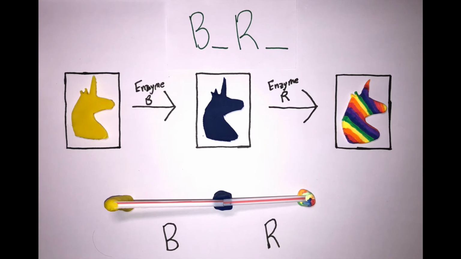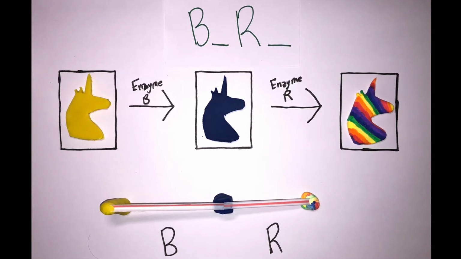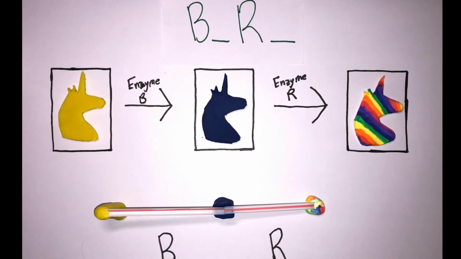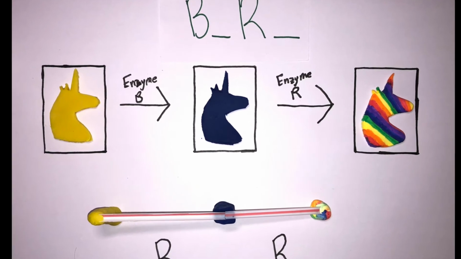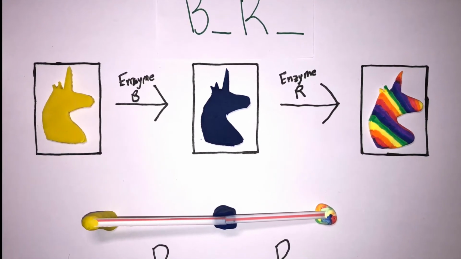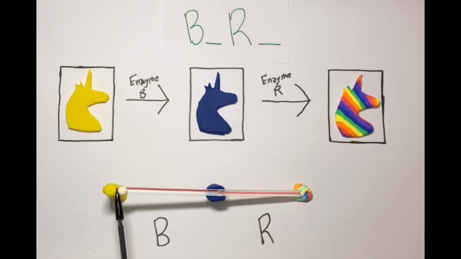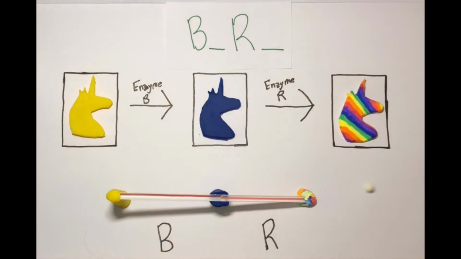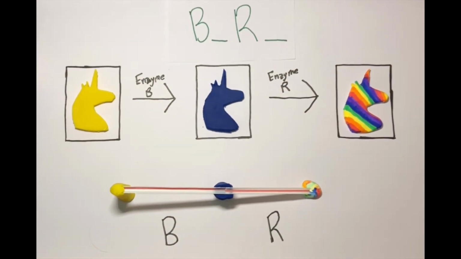For offspring possessing a dominant allele in both loci, the dominant allele B will activate enzyme B for the creation of blue, and then the dominant allele R will allow for enzyme R to create rainbow coat color. Out of 16 organisms, 9 will have a rainbow phenotype.